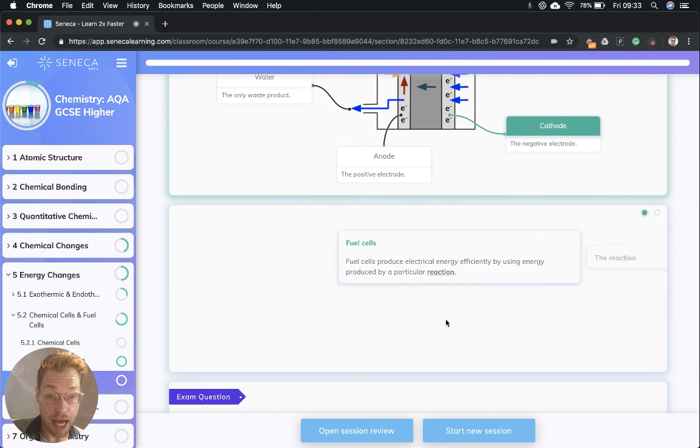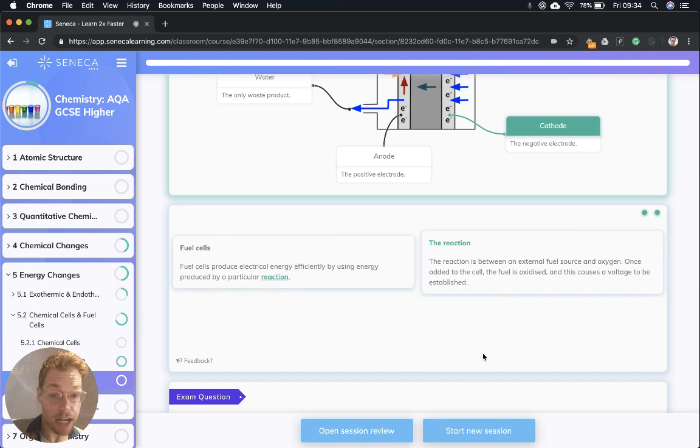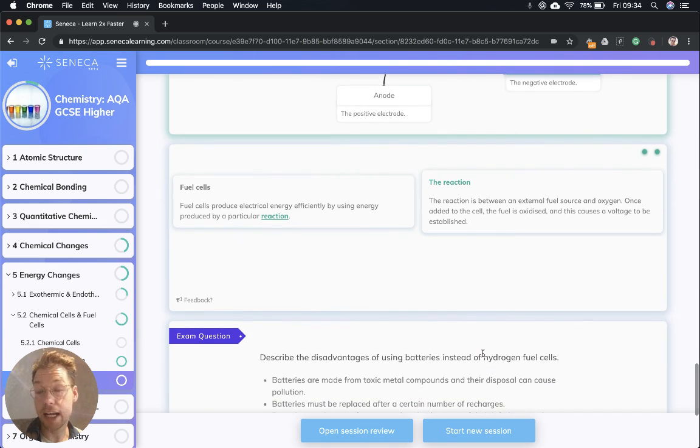So just to recap, a fuel cell produces electrical energy efficiently by using energy produced by a particular reaction. And what is that reaction? It's a reaction between an external fuel source, normally hydrogen, and oxygen. The fuel gets oxidized, and that's what creates the voltage, the oxidation of the fuel.